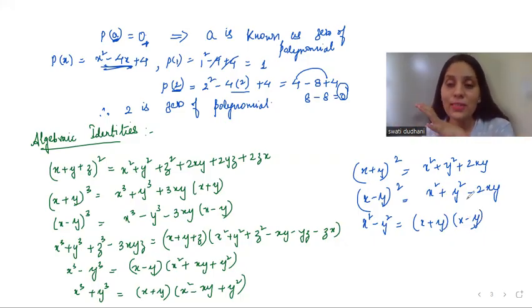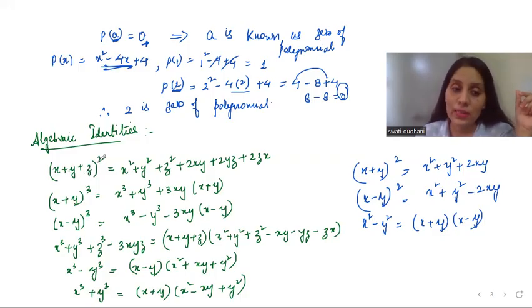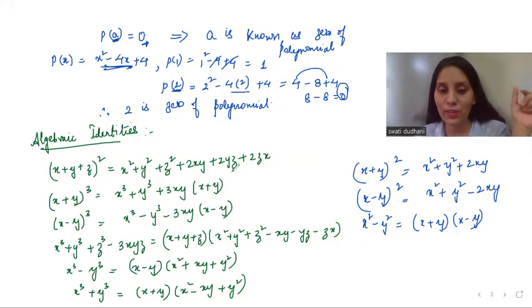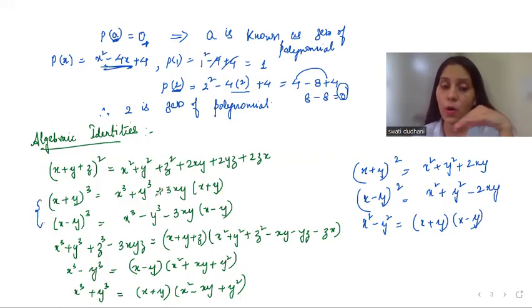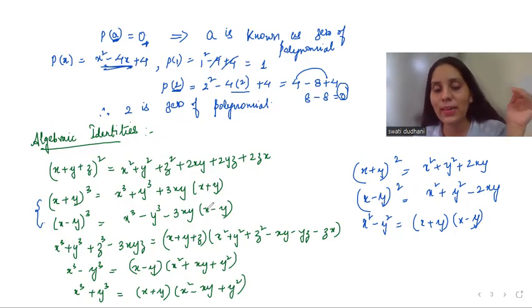Apart from these basic identities, we have some new identities introduced in this chapter. x plus y plus z whole square is squares plus product of each. Very easy to remember. Now, x plus y whole cube, x minus y whole cube, your terms are same. All the terms are same. x cube plus y cube plus 3xy into x plus y. Here also you have the terms same, only you have negative in between.